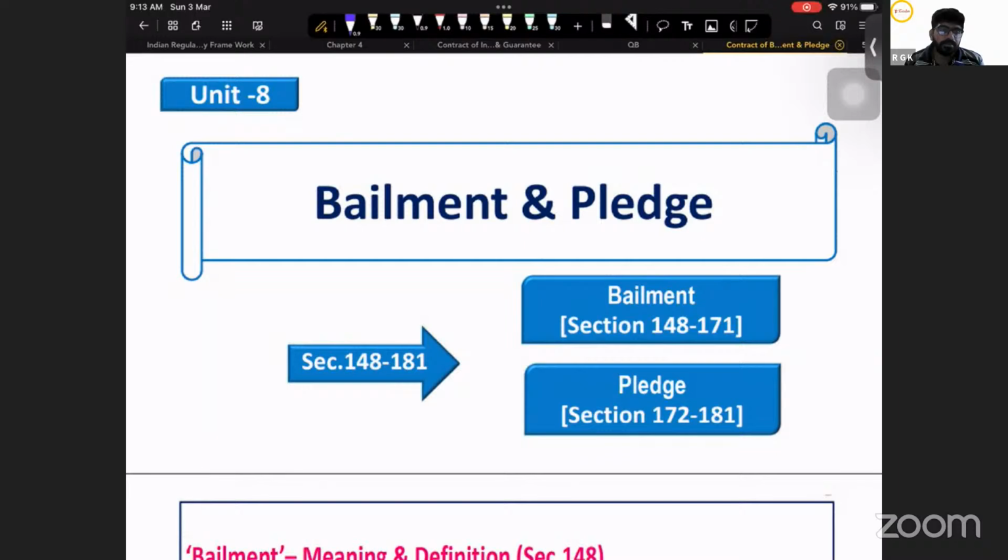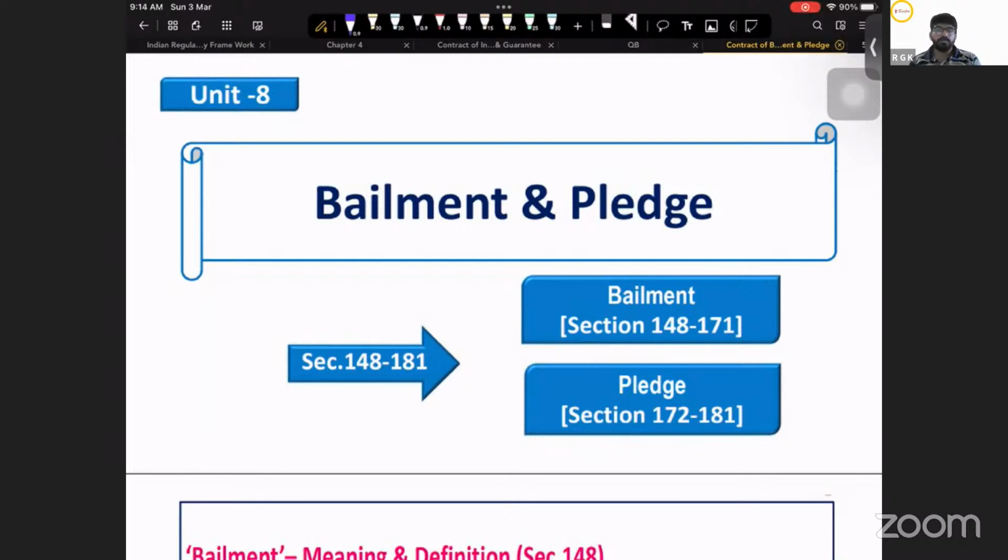Hello, Abhay. Nice to see you here. Congratulations on clearing your CA foundation. All the best for your CA intermediate. Yes, sir.